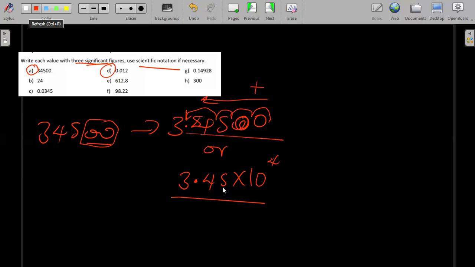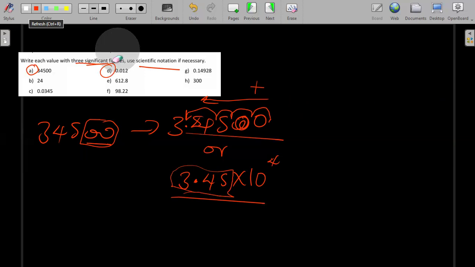So these are still 3 significant figures. Your scientific notation does not affect significant figures in this case. Only consider these numbers here. These are digits. So you have 3 significant figures. So let's try the last one. Then the remaining ones you do as your assessment.